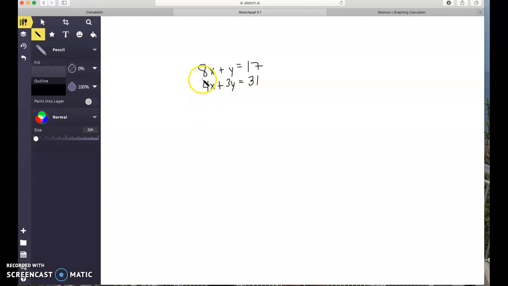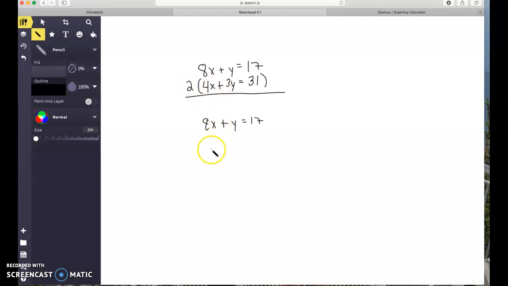Let's see here. I'll go ahead and multiply the second equation. So it means I'm multiplying every term in my second equation by 2. So I'm just going to completely rewrite my system of equations. I'm not even doing any elimination yet. So I'm going to rewrite my first equation, 8x plus y equals 17. And my second equation, I'm multiplying every term by 2.